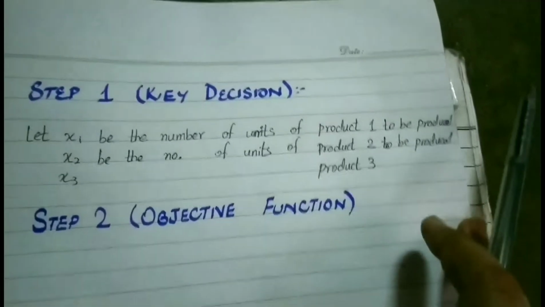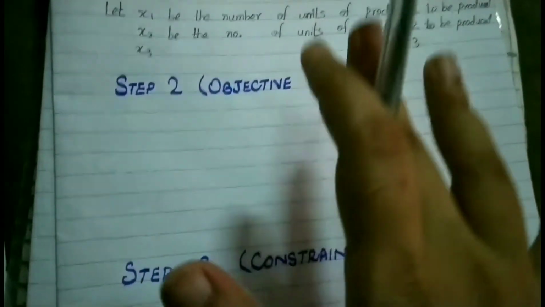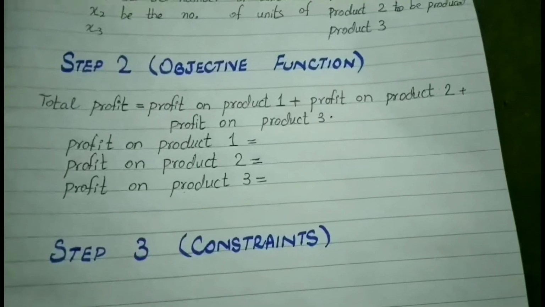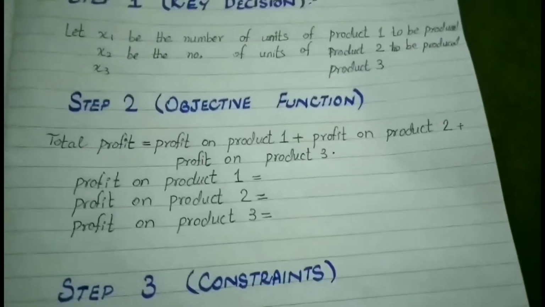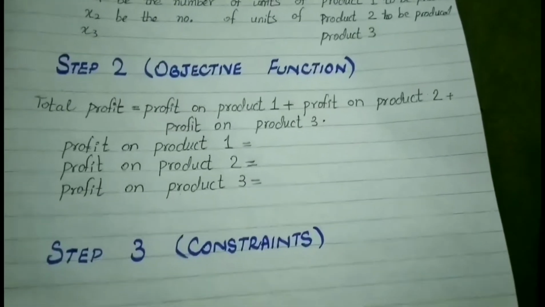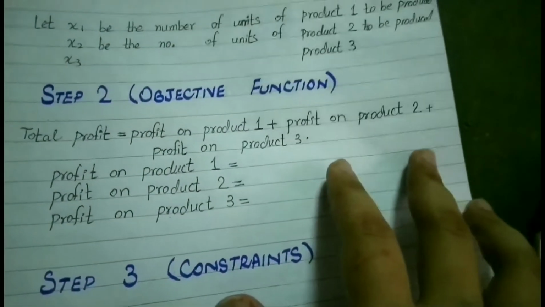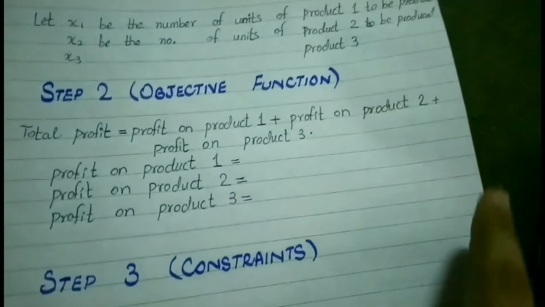Now we come to the objective function. Our objective is to maximize the profit. As you can see, I have written total profit is equal to profit on product 1 plus profit on product 2 plus profit on product 3. From this formula we are going to derive our objective function.